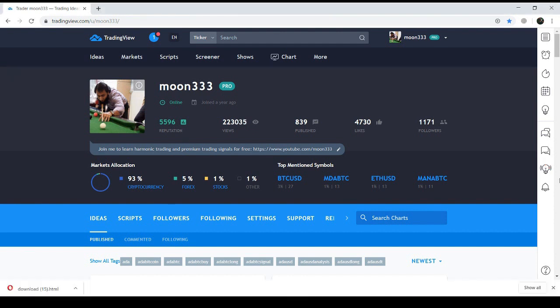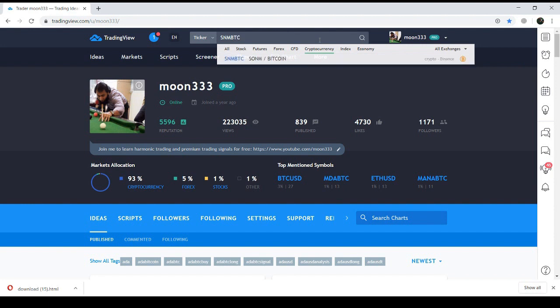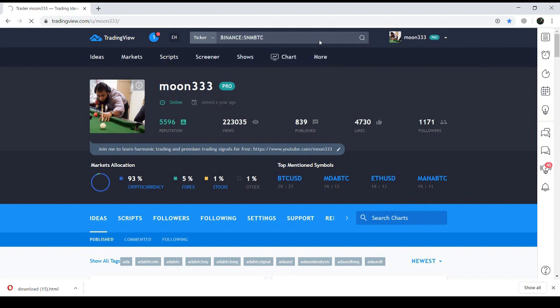Today I brought a short-term and very good profit potential trade of SONM or SNM coin with Bitcoin pair. And first I'm taking you to the live chart, SNM, BTC, and this would be the Binance chart.